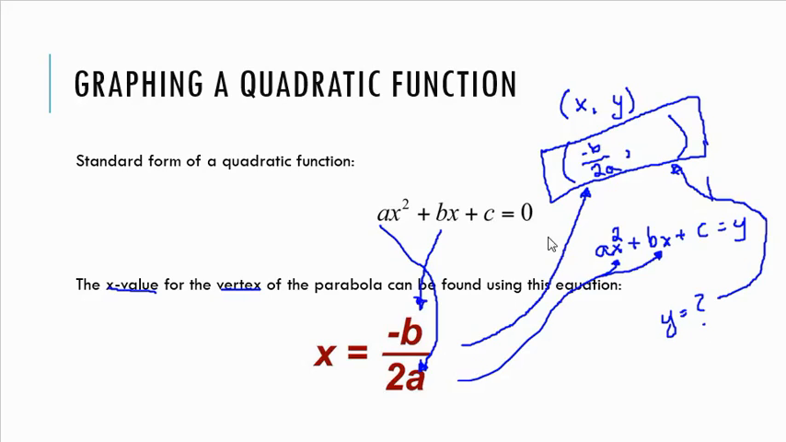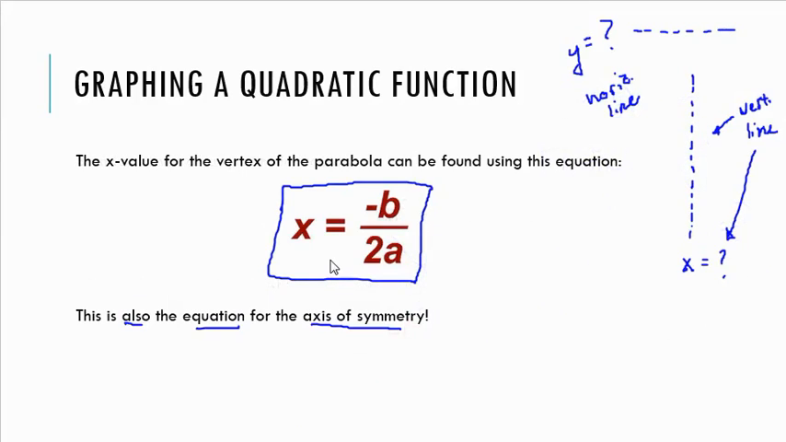Once we have those, we have to remember the vertex. So if we're asked to find the vertex, it needs to be in an ordered pair of x and y. So I'm going to put my x value here and the y value I find here, and that would be my answer. So x equals negative b over 2a is a very important equation, not only because it helps us find the x value of the vertex, but it also gives us the equation of the axis of symmetry.